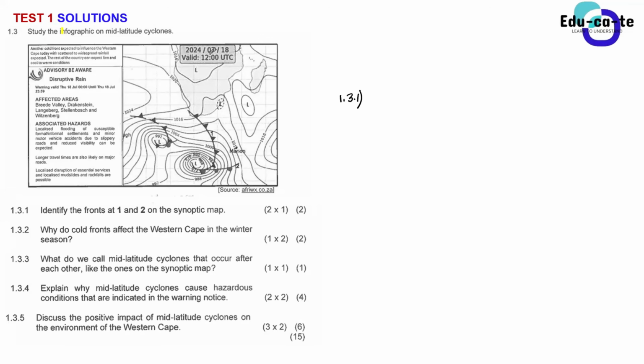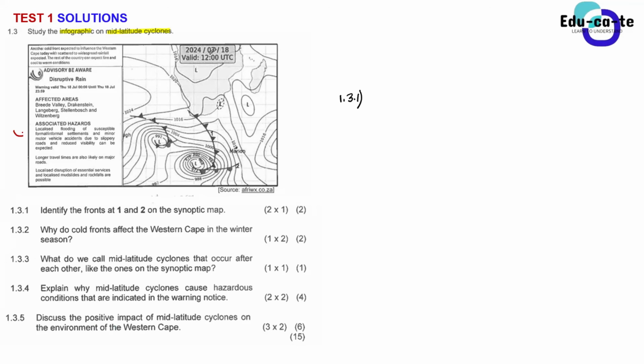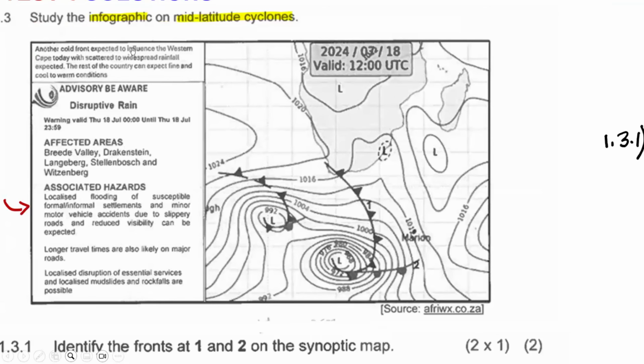All right, study the infographic on mid-latitude cyclones. So we have got an infographic here, guys. An infographic is just a graphic that has got information, so you guys have to read through this information. The information provided now says, I don't know if you guys can see this, but I will read it for you quickly. Another cold front expected to influence the Western Cape today, with scattered to widespread rainfall expected. The rest of the country can expect fine and cool to warm conditions. And then now they say, advisory, be aware, disruptive rain.